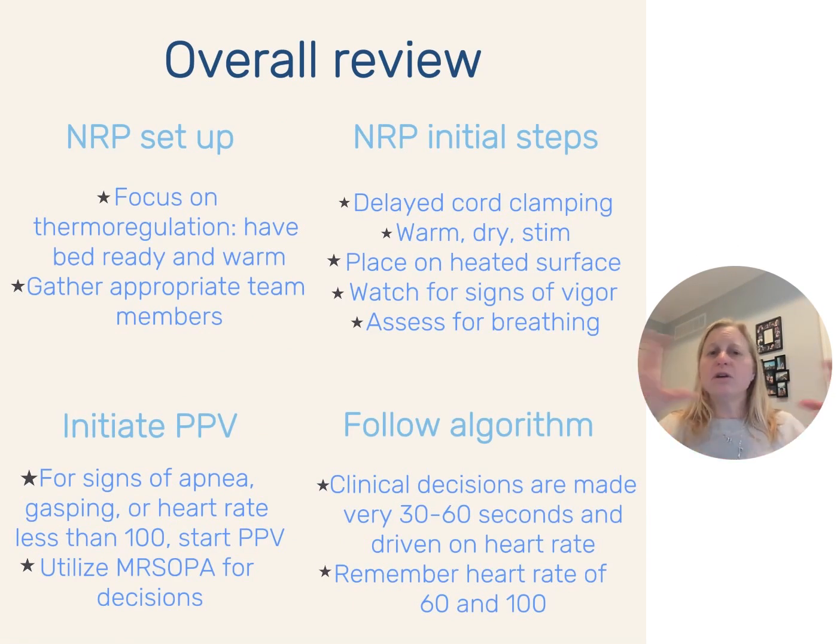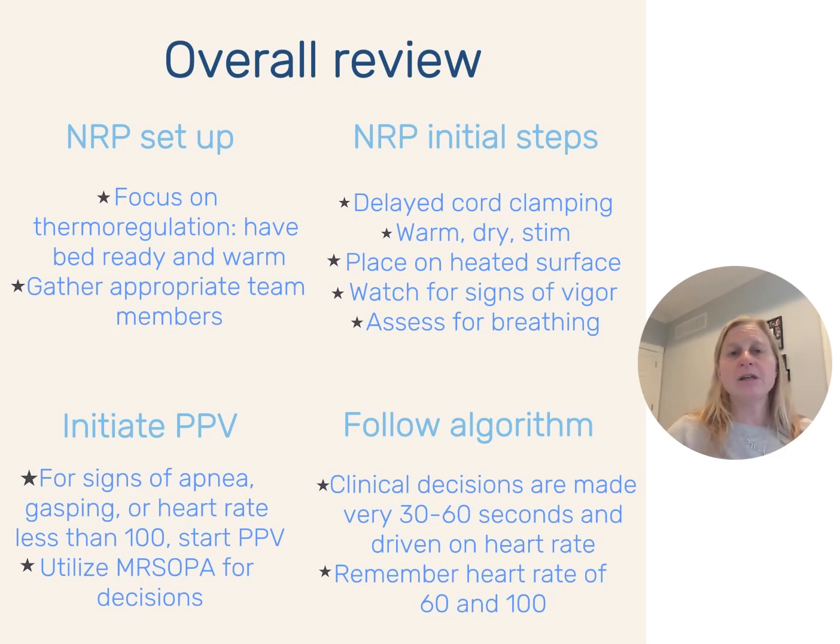So if we pull together the 4 things that we've been talking about with NRP: in our initial NRP setup, we are focused on thermal regulation. We have our bed ready, our bed warm. We have the additional supplies that we need if we are resuscitating a small baby: the plastic wrap, the thermal hat, the poncho, maybe a warmer that's going to go under the baby, additional warm blankets, whatever it might be.